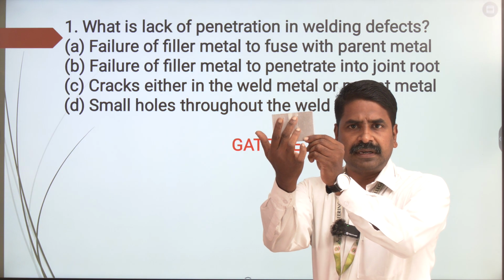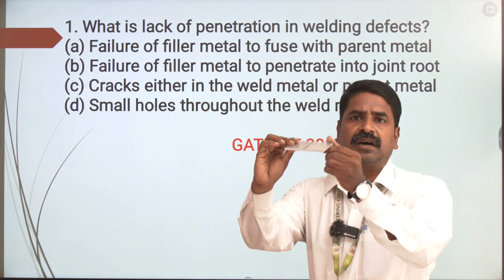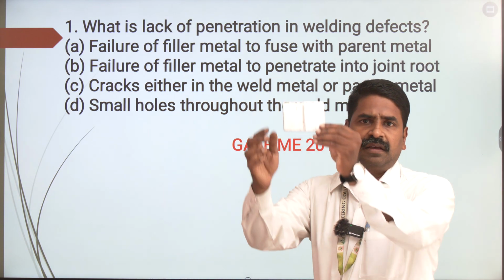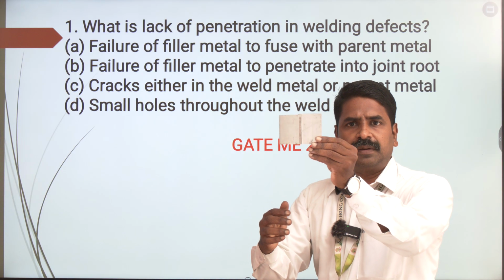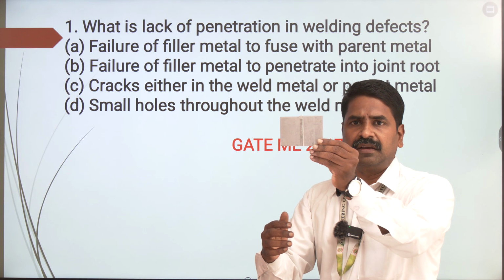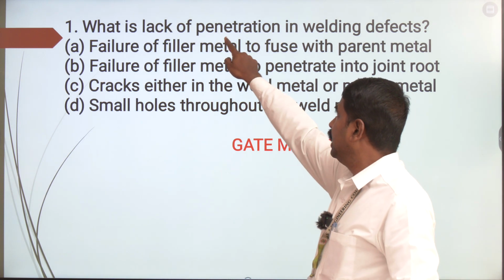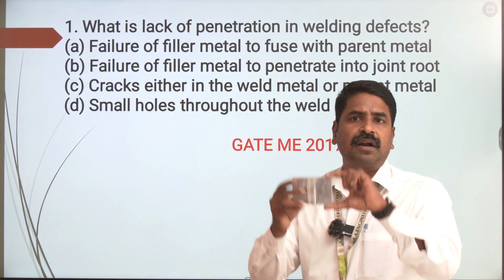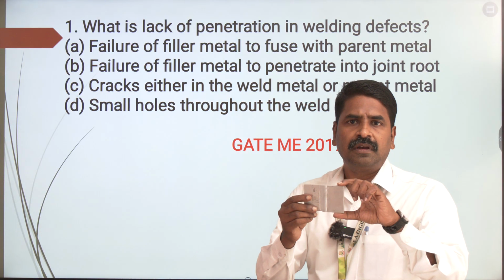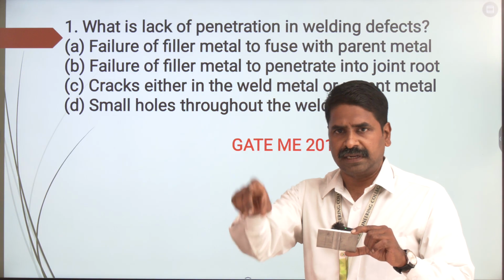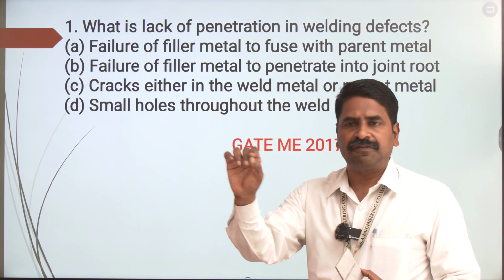So penetration is going to take place till the end of the joint or till the end of the thickness of the plates. Till you can see the back side, the joint or the molten metal has penetrated till the end. This is called your complete penetration. So the question is about lack of penetration. So you have not penetrated till the end, meaning up to the root you have not penetrated. So that is going to be lack of penetration.